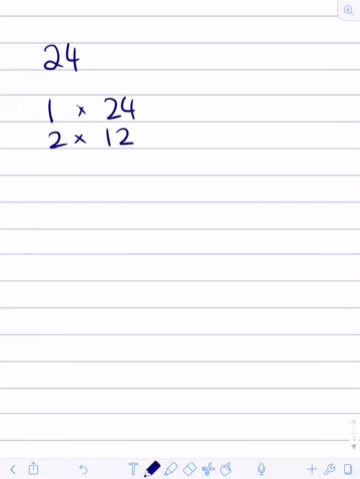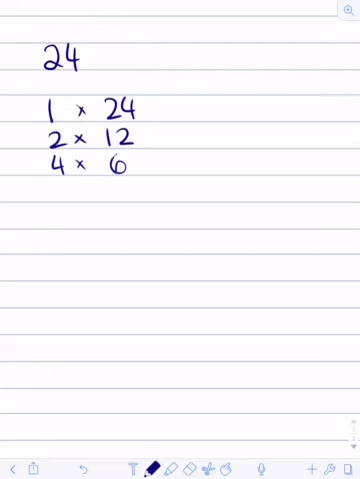Let's start off with what is a factor. So if I have the number 24, for example, the number 24 has many factors. For example, two of the factors of 24 are 1 and 24, 2 and 12, 4 and 6. These are just some examples of factors of 24. So the factors of 24 include 1, 24, 2, 12, 4, and 6. So they're all the numbers that can be multiplied together to get the number 24.